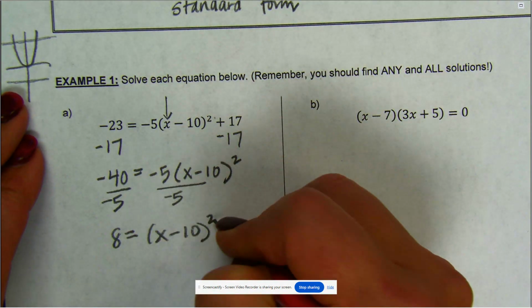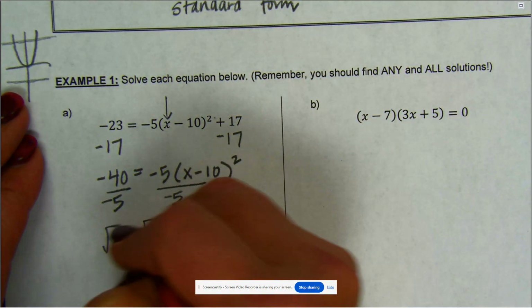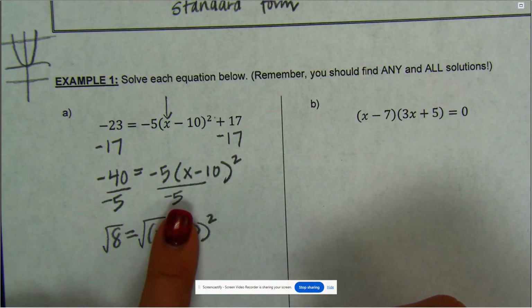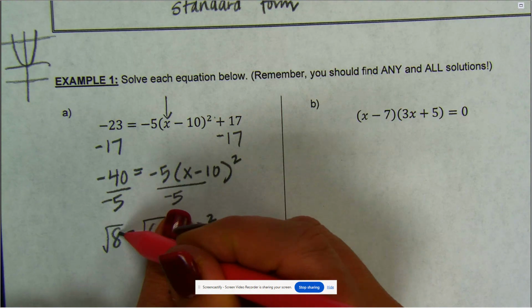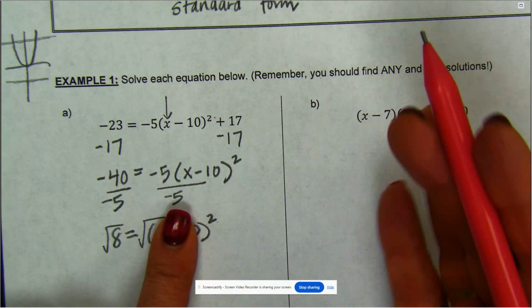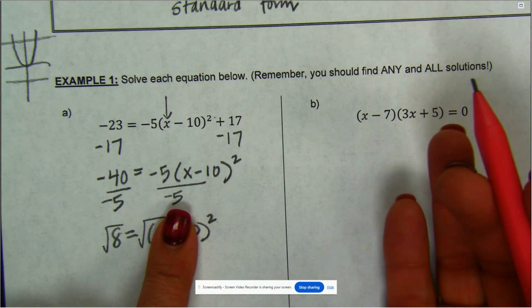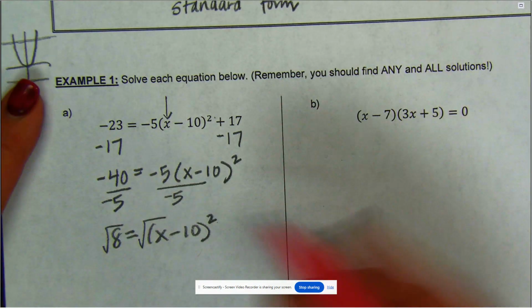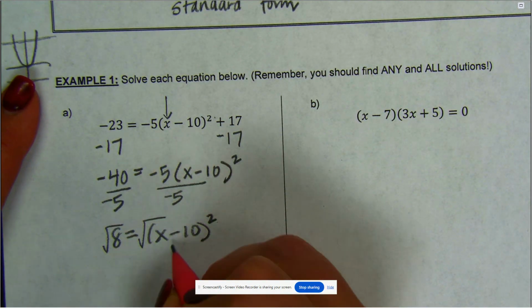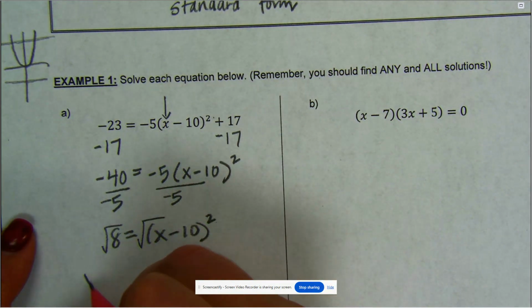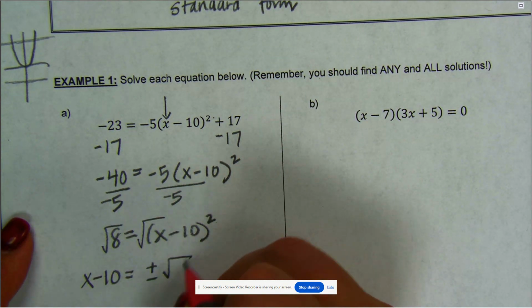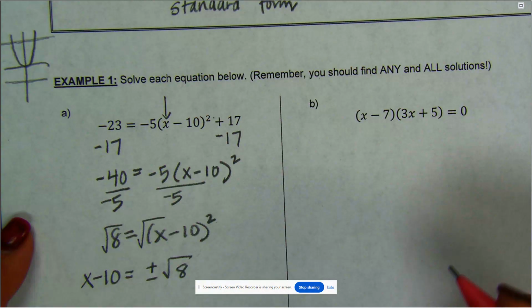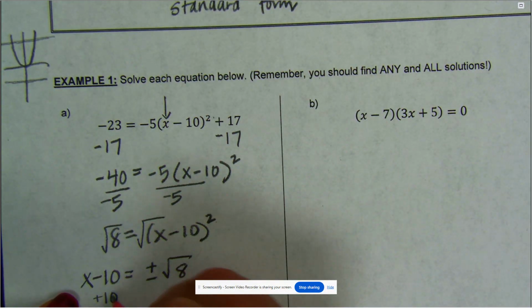Third move, how do we undo square? Square root. If you think about it right here, what number could I square to make 8? I could square a positive number or a negative number and get 8. So this is where you consider both solutions. I'm going to switch sides and put this over here. X minus 10 could produce a positive or negative square root of 8. And then to get x alone, I'm going to add 10.